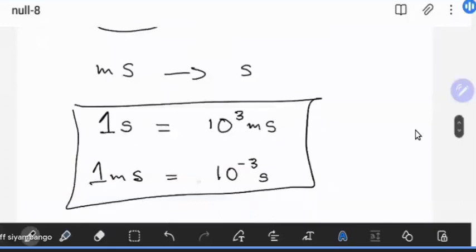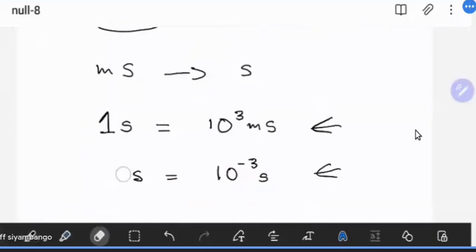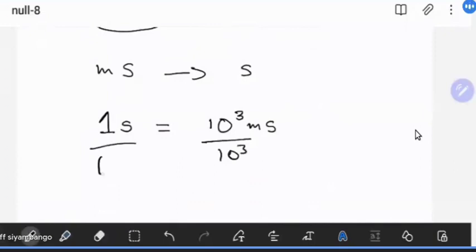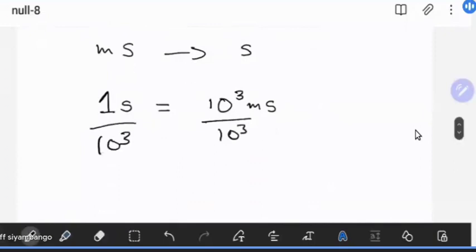You have to see that this is actually the same thing. Both expressions are saying the same thing. In fact, if I divide 10 to the power 3 over 10 to the power 3, you see that it reduces to 10 to the power minus 3 seconds being equal to 1 millisecond. So it doesn't matter which one you want to use. In this case, I'll use this one.